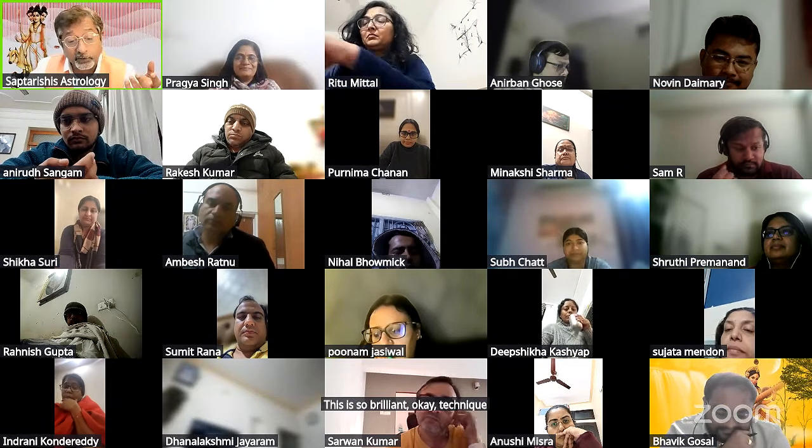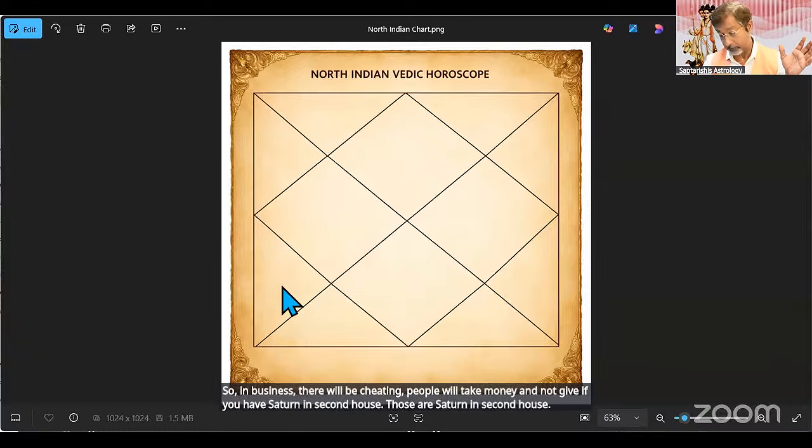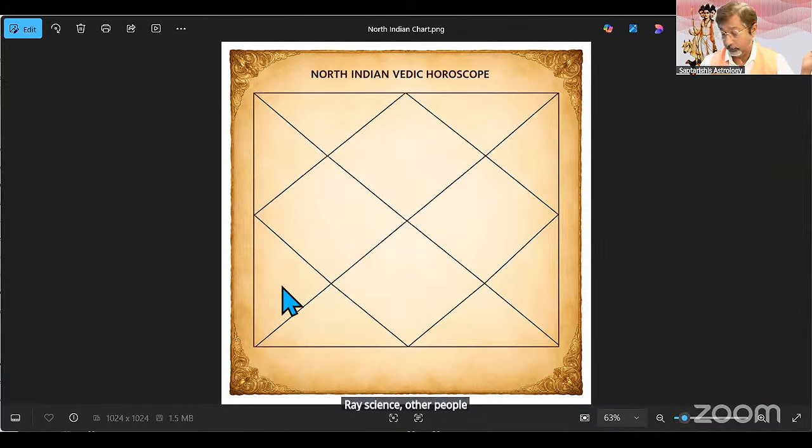We'll go now to Saturn in 2nd house. Okay. So in business, there will be cheating. People will take money and not give if you have Saturn in 2nd house. Those who have Saturn in 2nd house, raise hands. Other people can lower their hands. All right. So natal Saturn or transit Saturn here, it will spoil this.